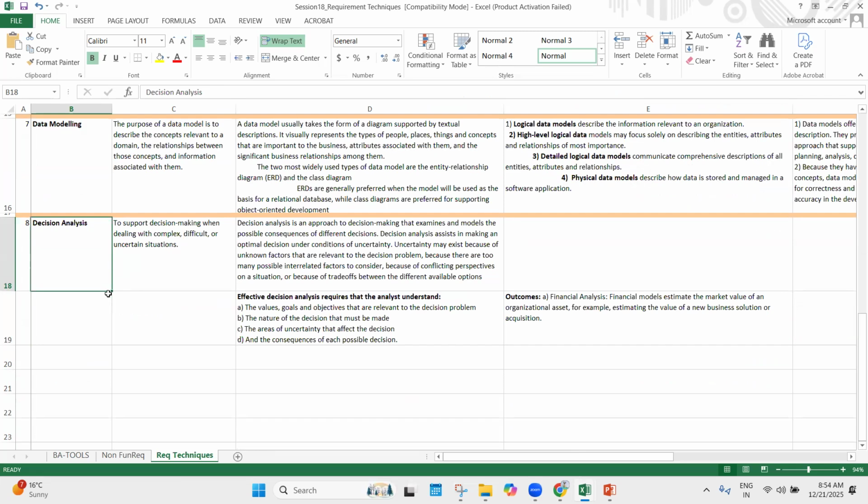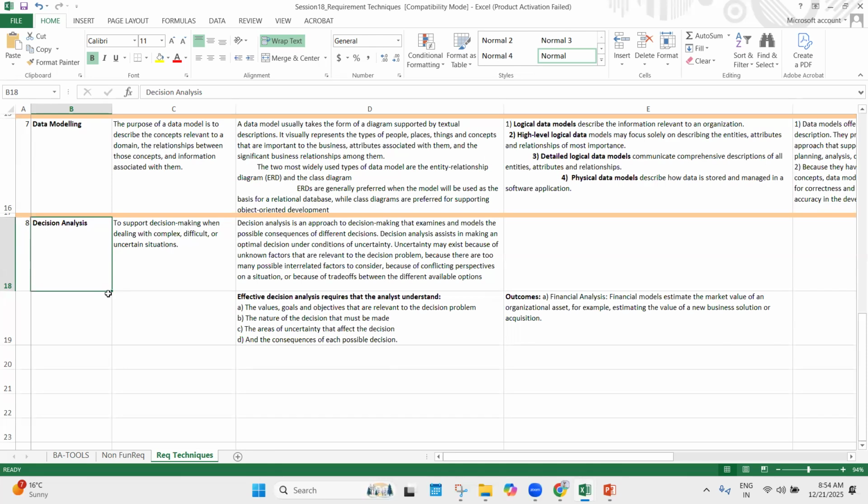And effective decision making involves BAs understanding the main values, goals and objectives that are relevant to the decision problem, the nature of the decisions that we need to take, the different areas of uncertainty that could affect the decision, and the consequences of each possible decision.